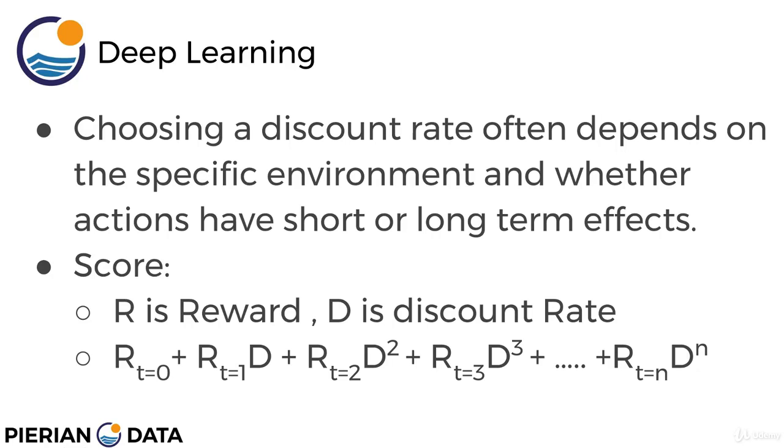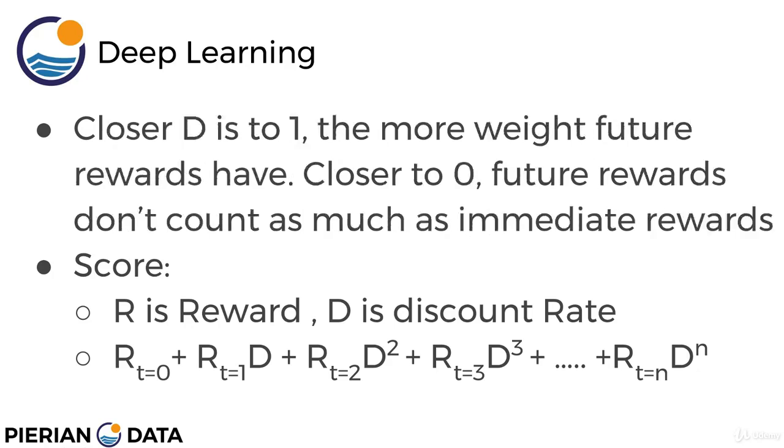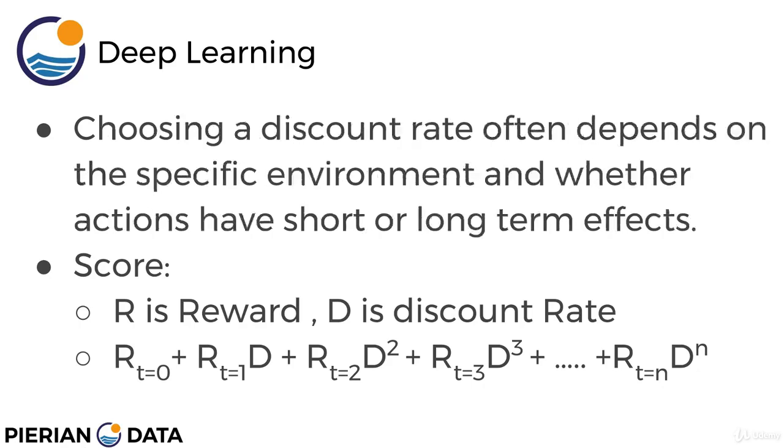So that will help you decide on whether you want a discount rate, as we mentioned before, closer to 1, meaning there's more weight on future rewards, or closer to 0, where you're more concerned with short-term effects, so future rewards don't count as much as immediate rewards. And this is a careful balance that you're basically going to have to decide on based off the environment. And it's also something you can play around with to see which models perform better.